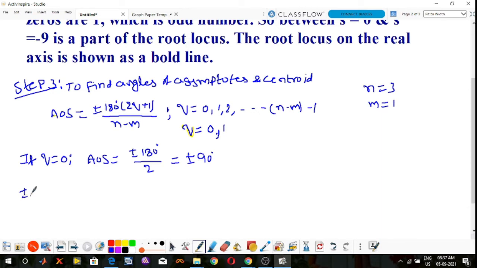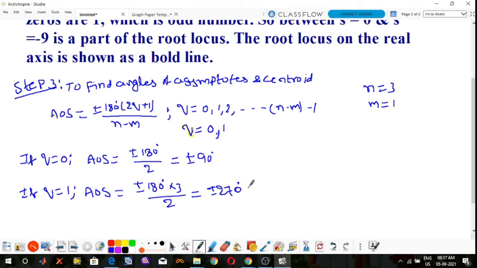And the next value is q equal to 1. Substituting q equal to 1 in this equation, the angle of asymptote is equal to plus or minus 180 degrees times (2 plus 1), 3, divided by 2. That is 90 times 3, 270 degrees. So plus or minus 270 degrees.